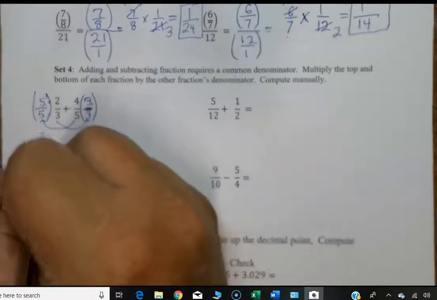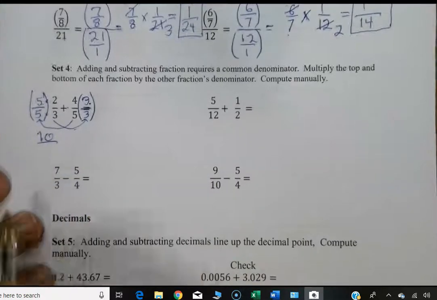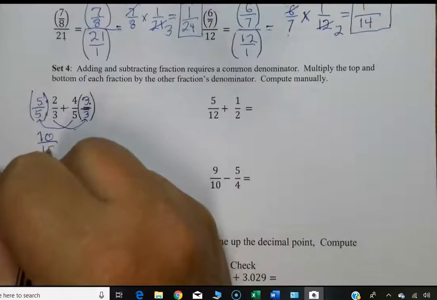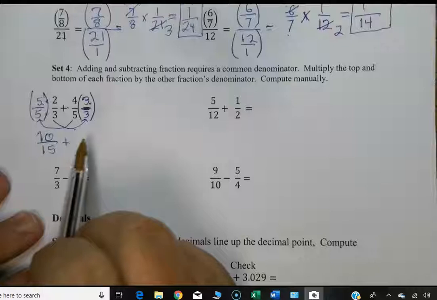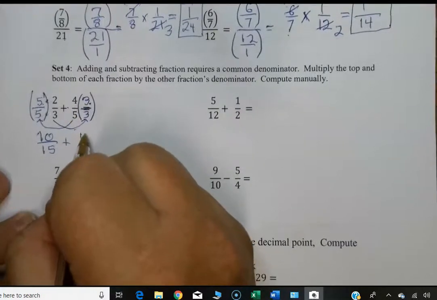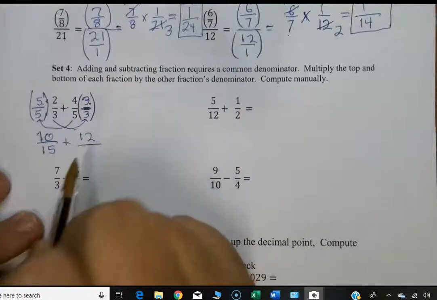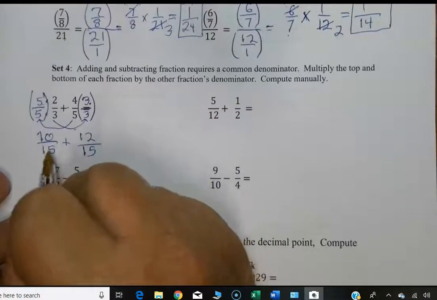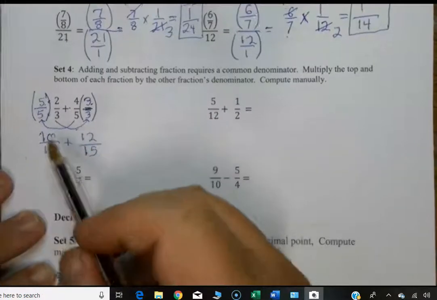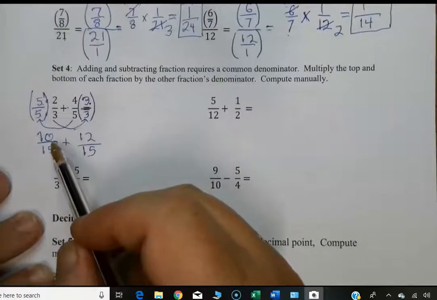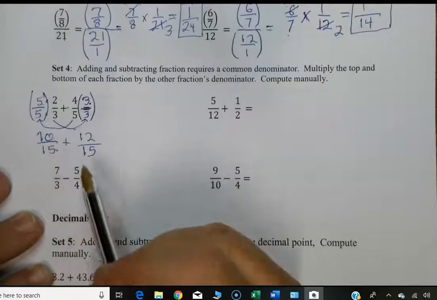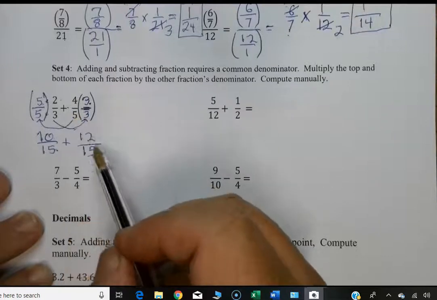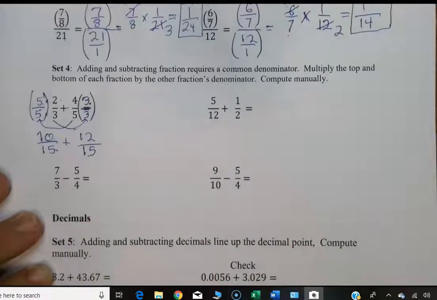5 times 2 is 10. 5 times 3 is 15. Plus 4 times 3 is 12. And 5 times 3 is 15. So you see we ended up with a common denominator there and there. And 10/15 is 2/3. 10 is 2/3 of 15. And 12/15 is 4/5. 12 is 4/5 of 15. So we didn't change the value of the fraction.